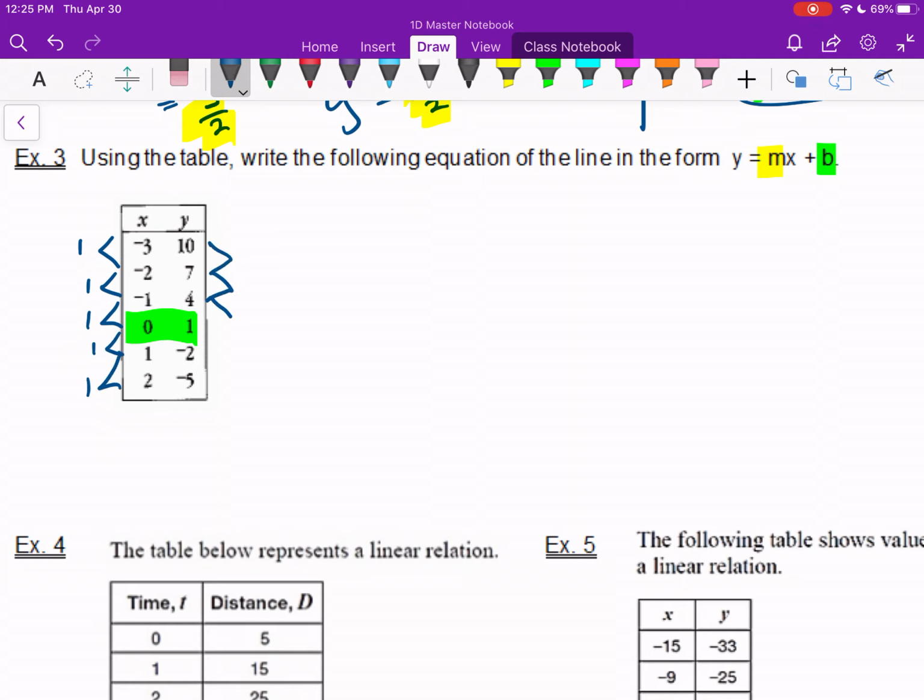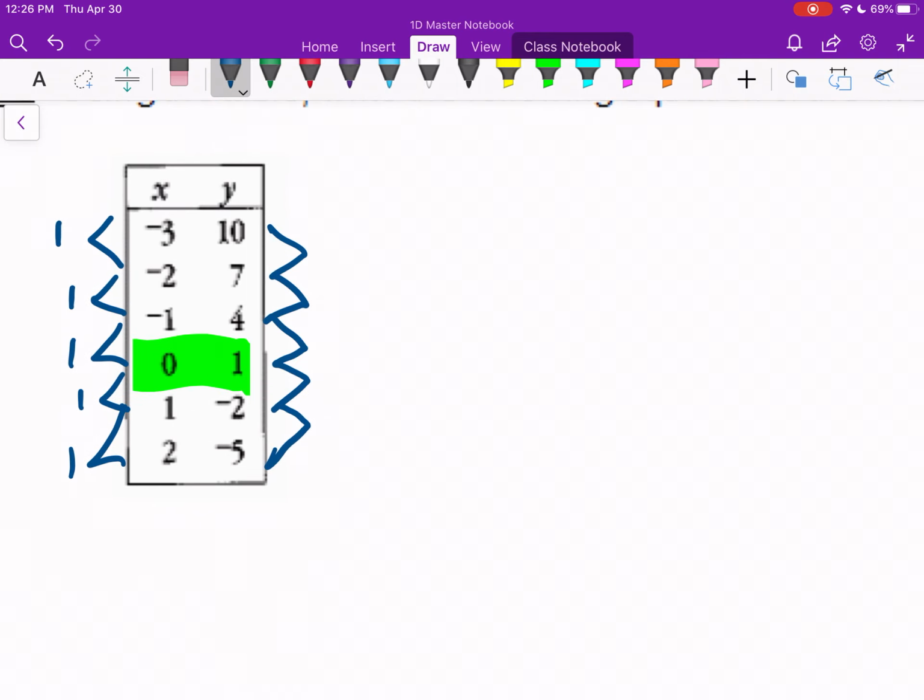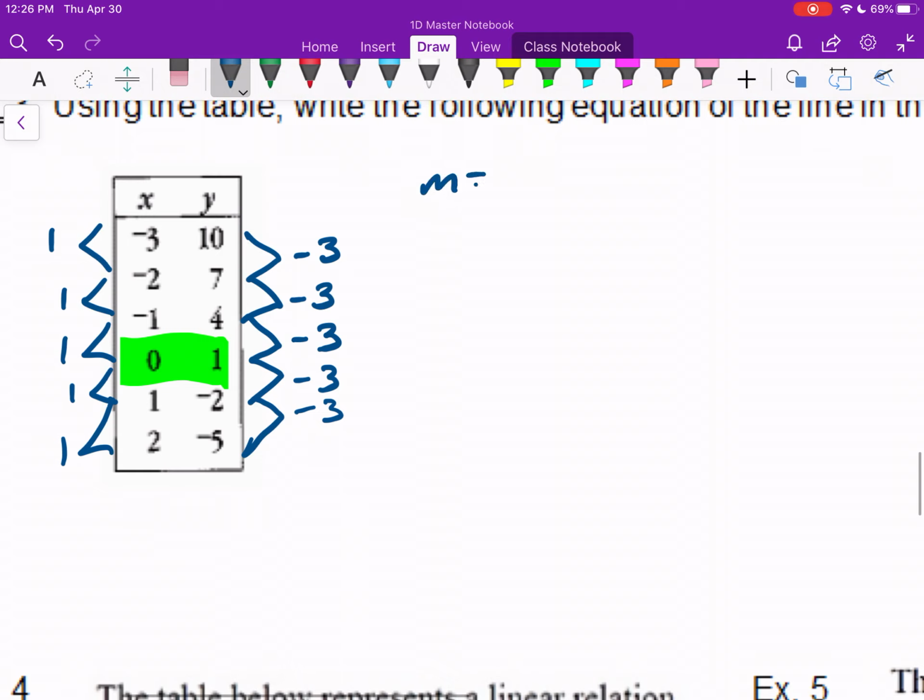As for the y's, the first difference is we're going from 10 to 7. We're going down by 3. That negative sign is very important. Don't leave out the negative sign. 7 to 4, down by 3. 4 to 1, down by 3. We're going down by 3 each time. So our slope is -3 over 1, or just -3 is good enough.